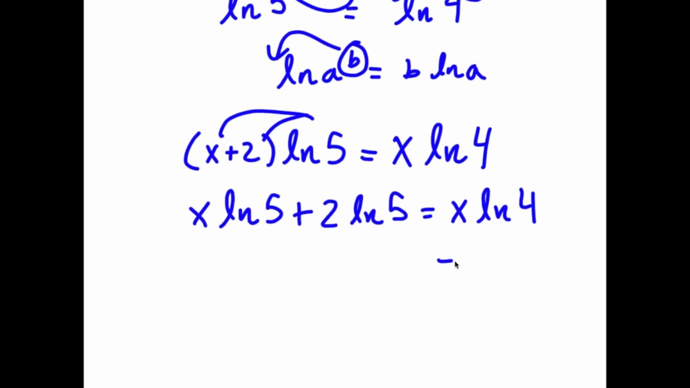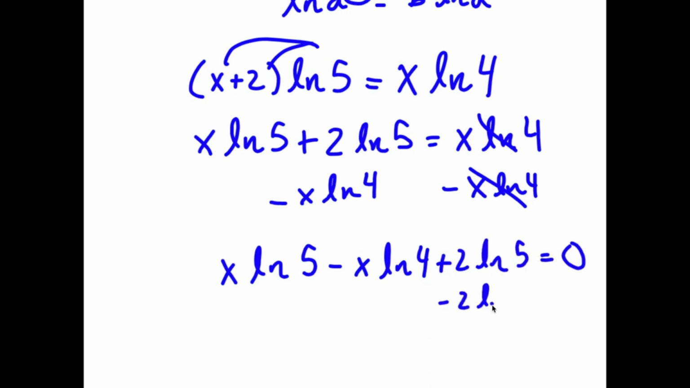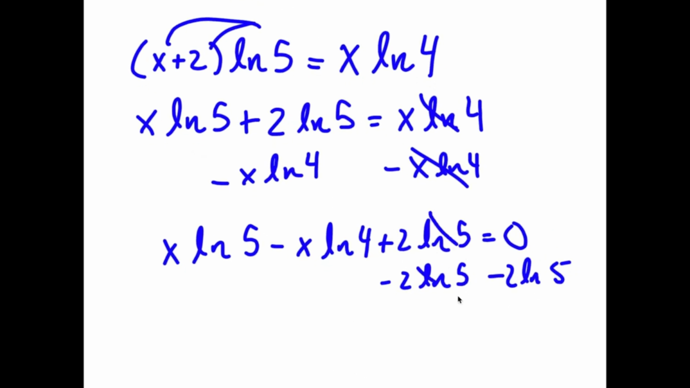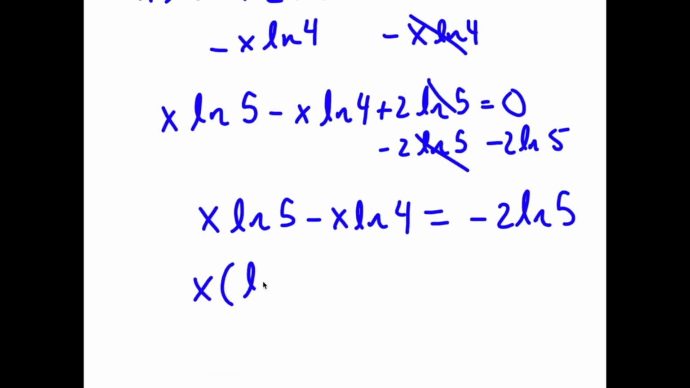Now, from here, I'm going to subtract x times ln 4 on both sides. So I have x times ln 5 minus x times ln 4 plus 2 times ln 5 is equal to 0. Now if I subtract 2 ln 5 on both sides, these two cancel out, and I get x times ln 5 minus x times ln 4 is equal to negative 2 times ln 5. Now if I factor out x, I get x times (ln 5 minus ln 4) is equal to negative 2 times ln 5.